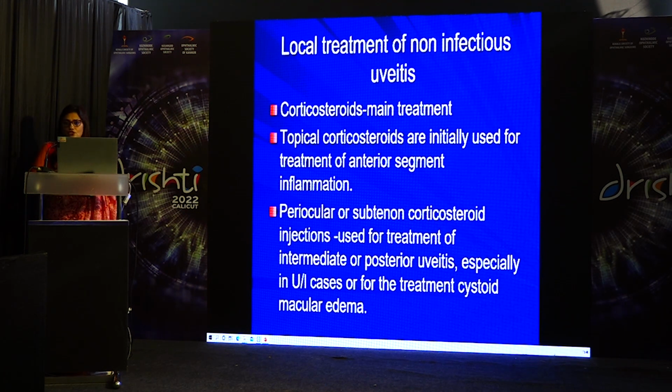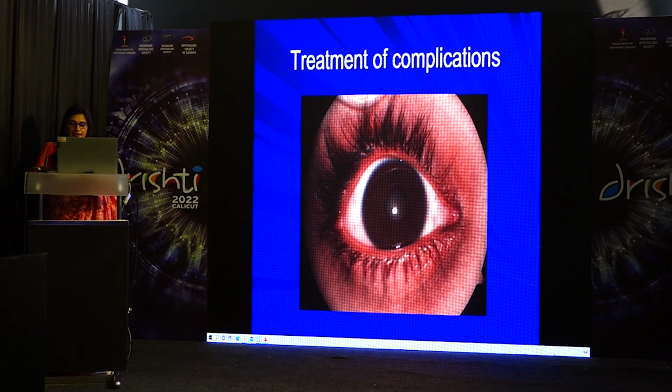What do we do for these non-infectious uveitis in children? So we can give topical corticosteroids, but always remember that is not the mainstay of management, and you do need to give the systemic treatment. Periocular or subtenon corticosteroid injections can be given for intermediate or posterior uveitis, especially when you have unilateral cases, or for treatment of CME. Treatment of complications forms a major part of our role in these children.